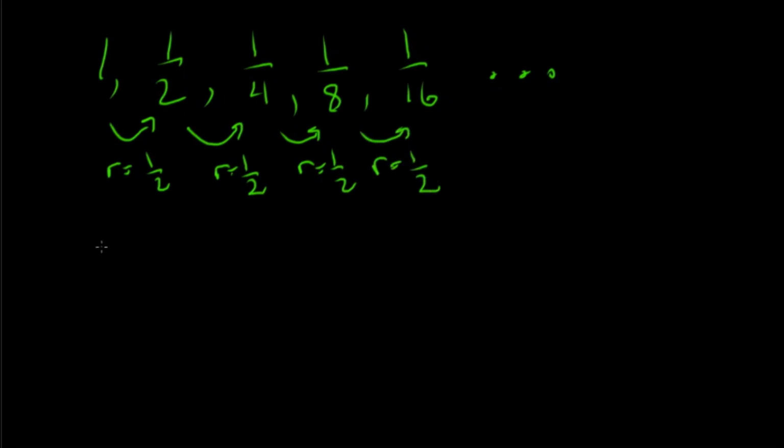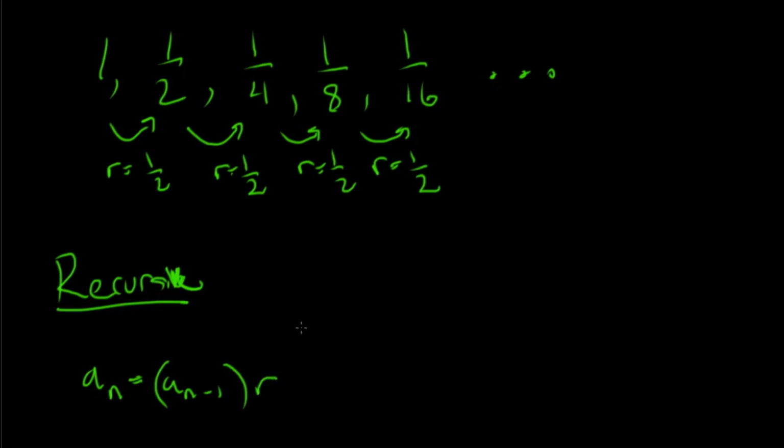And how can I define this thing? If I want to define it recursively, I need the nth term to be the previous term times that constant ratio.